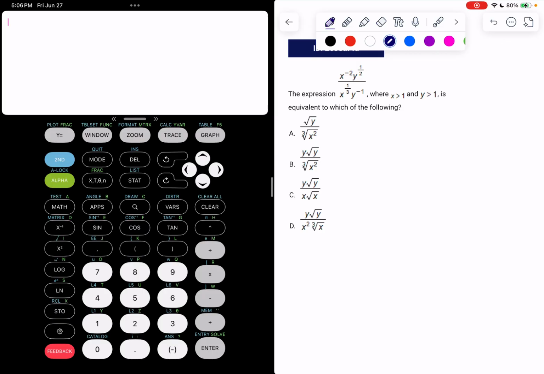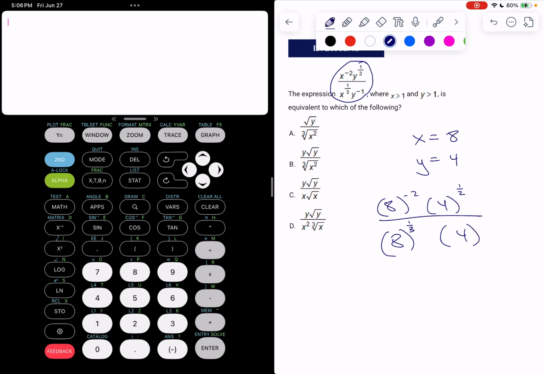So if we're going to plug in, they gave us some restrictions. x and y both have to be greater than 1. So I'm going to make x, I don't know, 8. And I'm going to make y 4. Keep it nice and neat. Okay, so let's see. I'm going to put it into my calculator. I want to find out what this equals in real numbers. So I'm going to have 8 to the negative 2, 4 to the 1/2 divided by 8 to the 1/3, and then 4 to the negative 1.